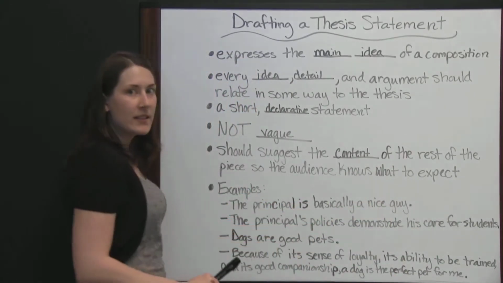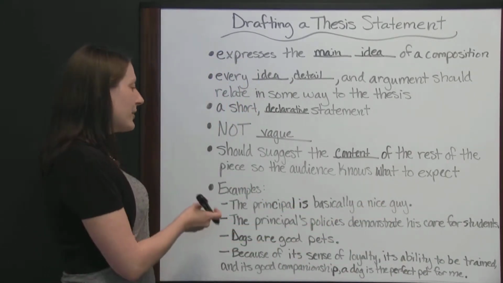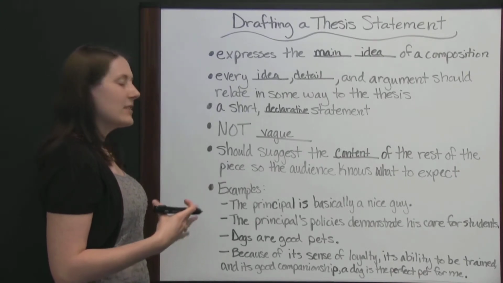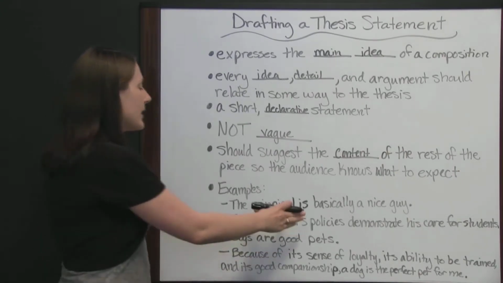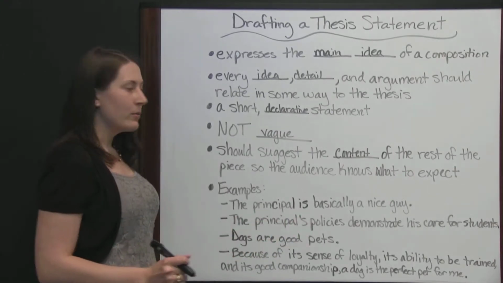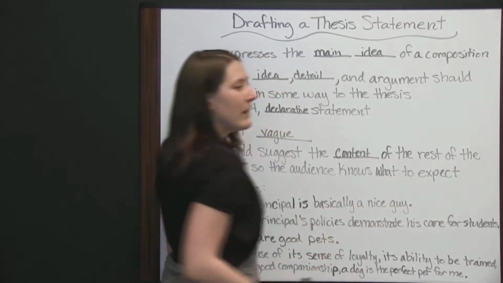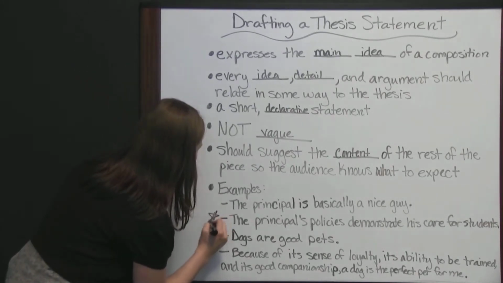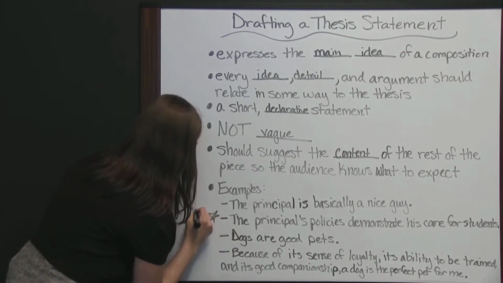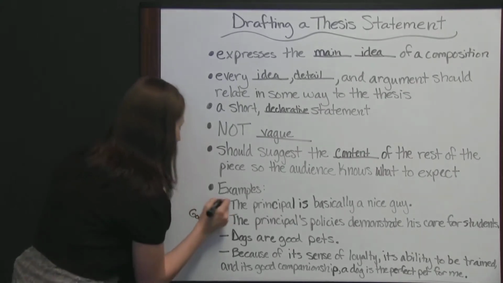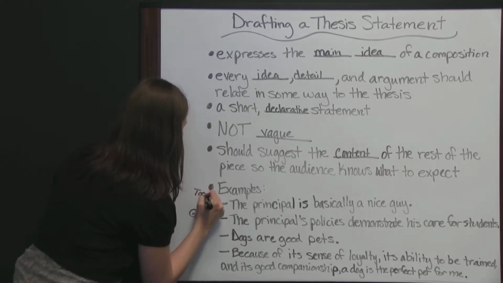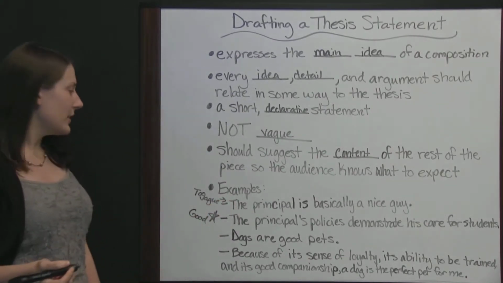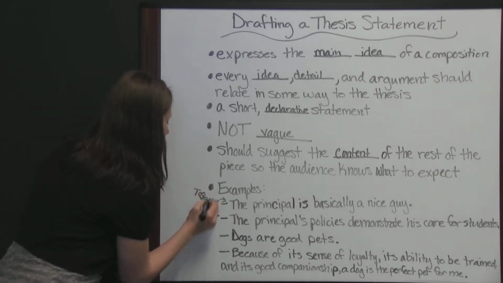So now, the reason we think he's a nice guy is because it's obvious that he cares for his students based on his policies. So we're not talking about the principal being a nice guy because he coaches Little League or he just says hi to you in the hallway. It's because he has policies at school that show that he cares about his students. So this is an effective thesis statement. This is a good one. This one is too vague. We had to get more specific. So let's look at another example.